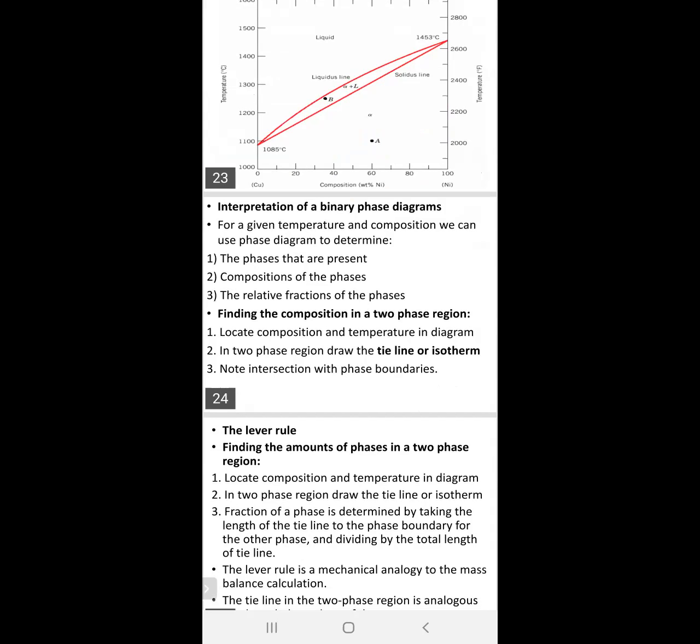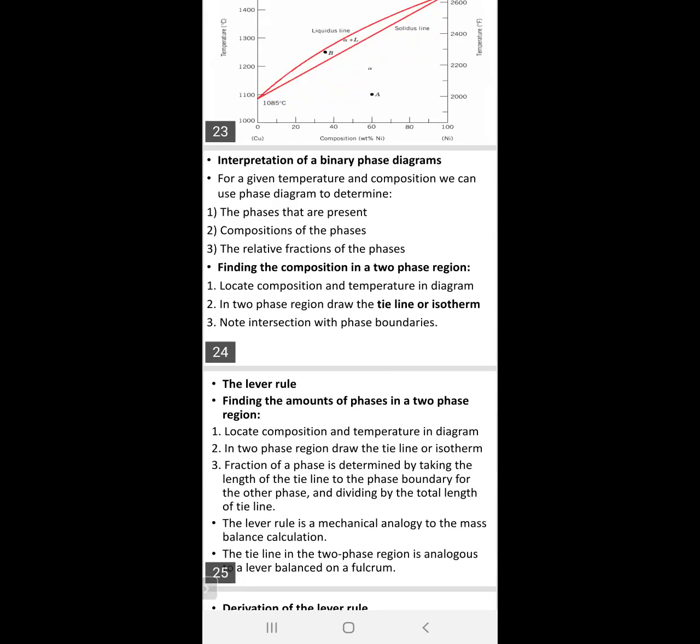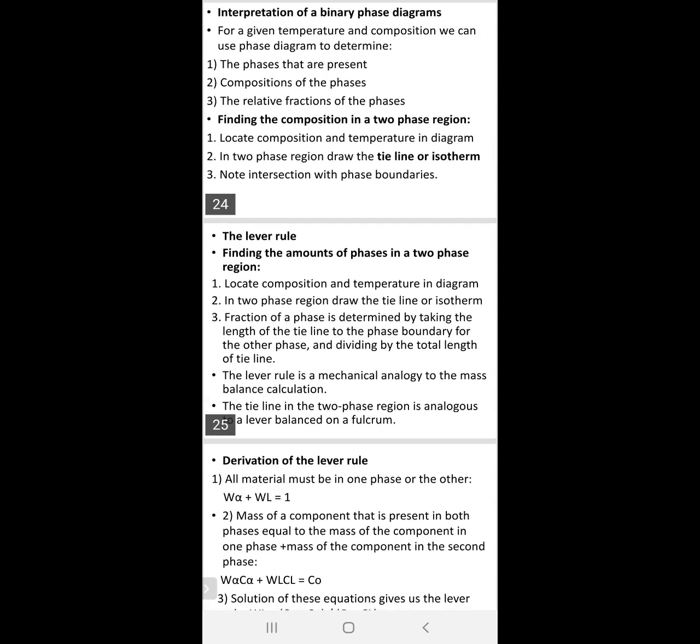Finding the composition in a two-phase region: first, locate the composition and temperature in the diagram. Take one temperature and draw a horizontal line, as I explained before. Second, in the two-phase region, draw a tie line or isotherm and note the intersections with the phase boundaries. Next is the lever rule. The lever rule is for finding the amount of phases in the two-phase region.